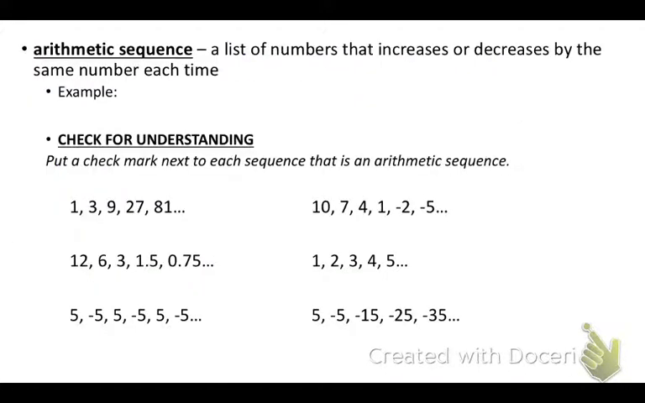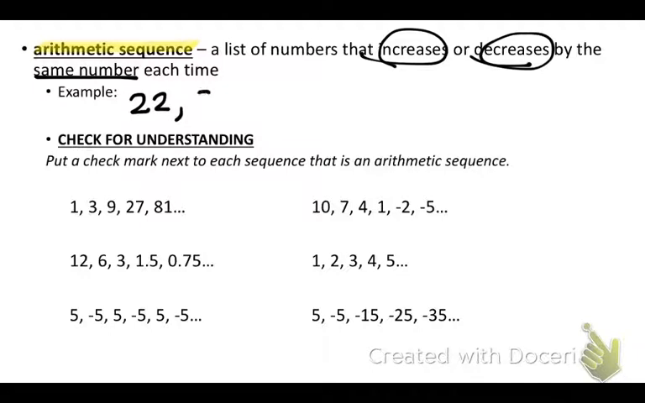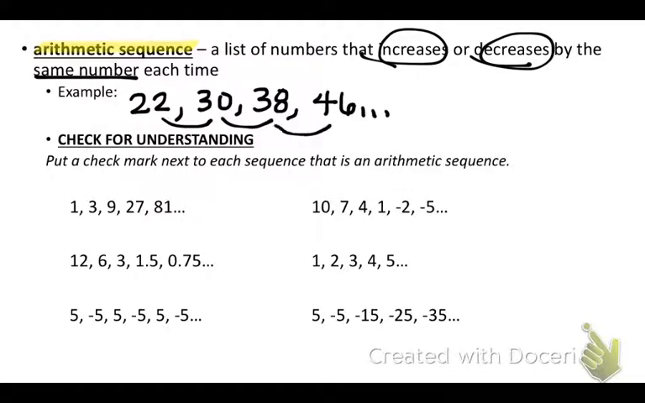So let's get our next word now. We've gotten sequence, term, and now we're going to talk about a specific kind of sequence called an arithmetic sequence. An arithmetic sequence is a list of numbers that increases or decreases by the same number each time. So, for example, if the sequence started with 22, and then you had 30, and 38, and 46, this is arithmetic because it goes up by 8 each time.